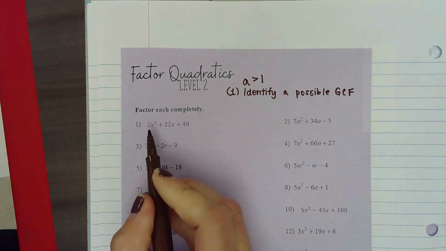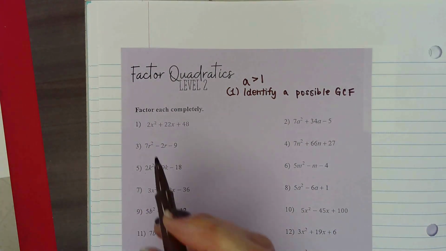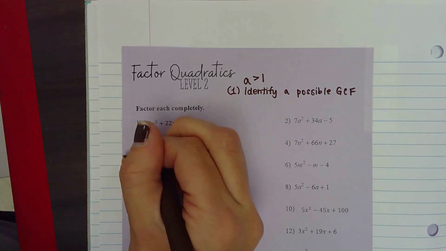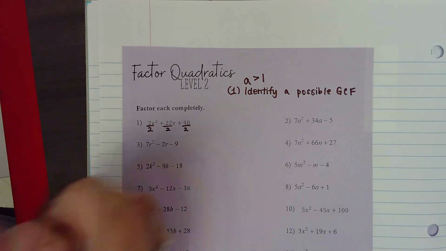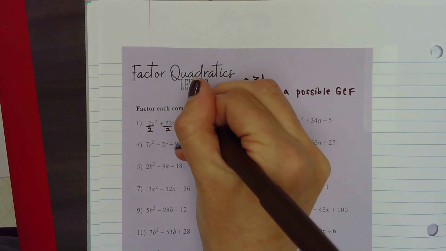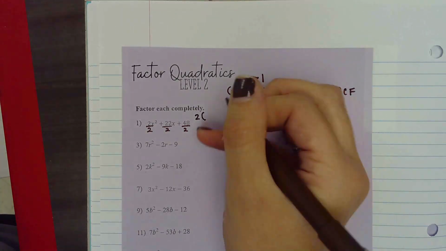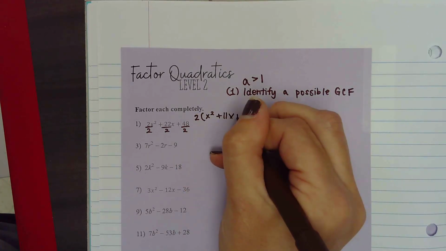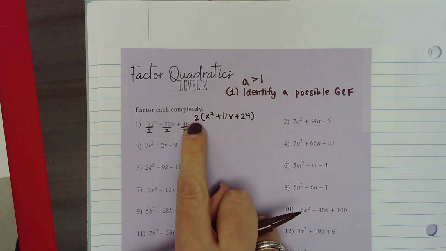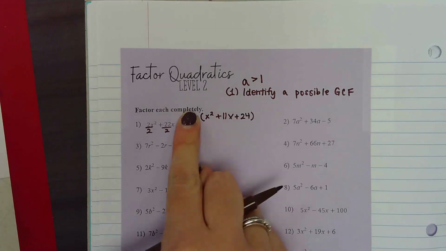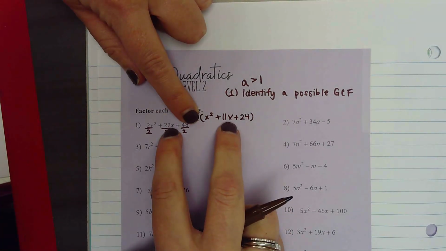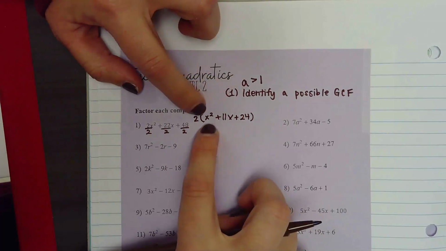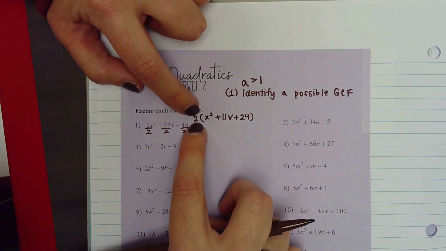Meaning, is there a number that I can divide all of these terms by? And for number 1, there is. I can divide all of these terms by 2. So I'm going to do that. Divide by 2, divide by 2, divide by 2. So that leads me to 2 parentheses x squared divided by 2 plus 11x divided by 2 plus 24. I have to write the 2 here, because if I don't, then I don't have a 2. These are not equivalent expressions. Leaving the 2 there, if you distribute it back, now these whole expressions are equivalent. So you have to write that 2.